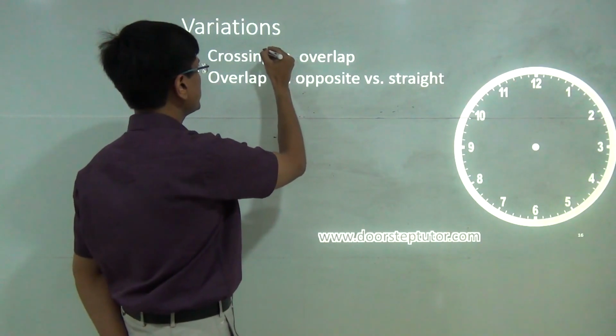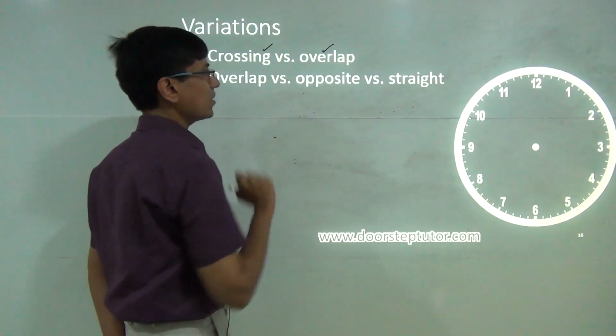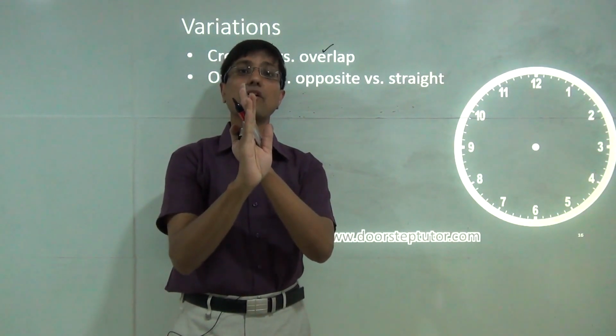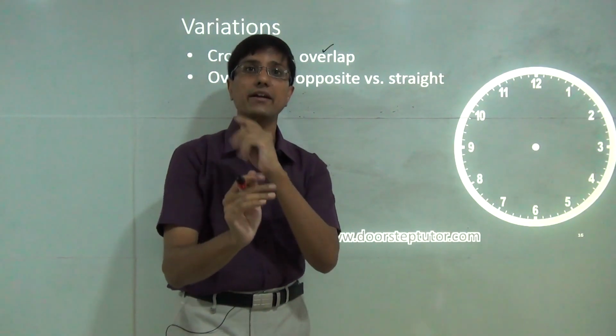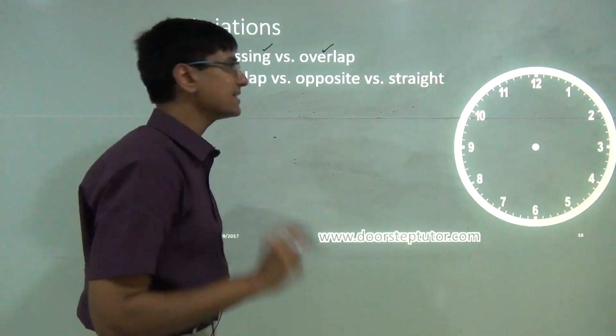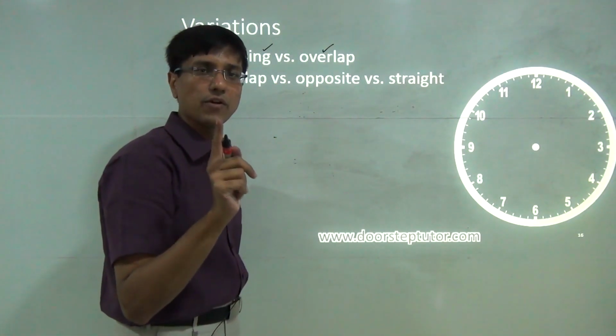And examiners are using these two terms, crossing and overlap. Overlap happens exactly at the top of the hour. Crossing would happen a little bit later. Therefore, the number of times crossing happens is one less than the number of times overlap happens.